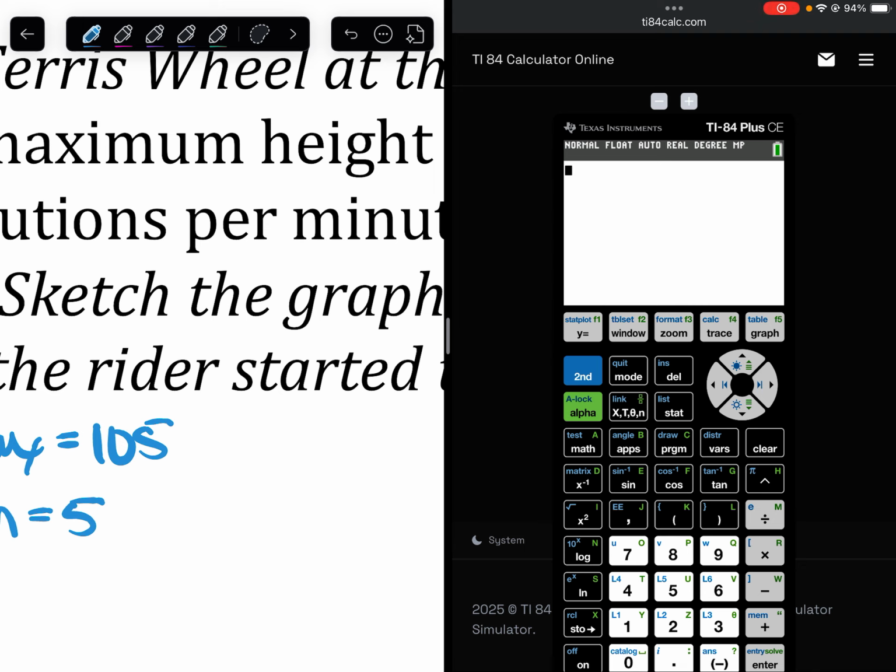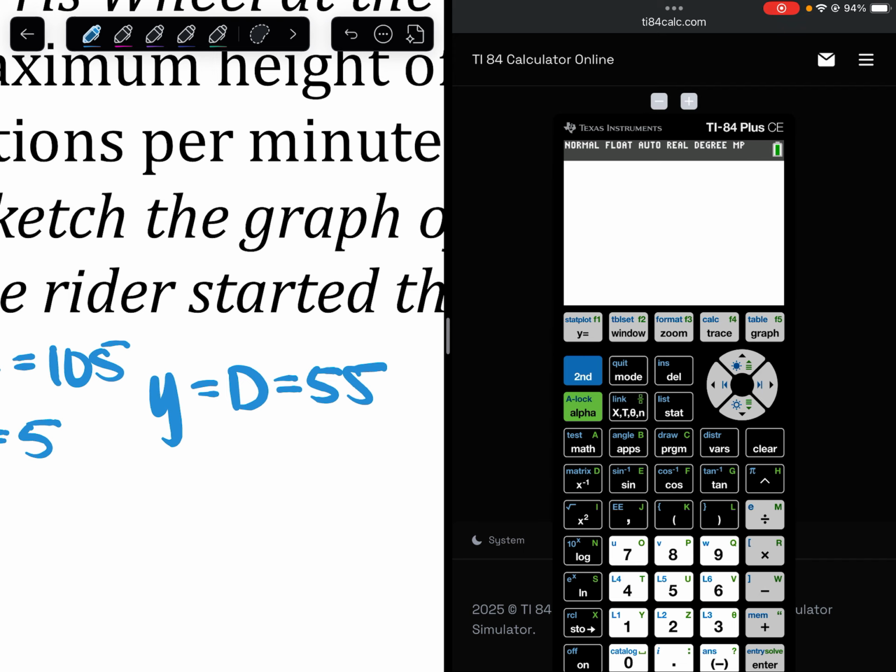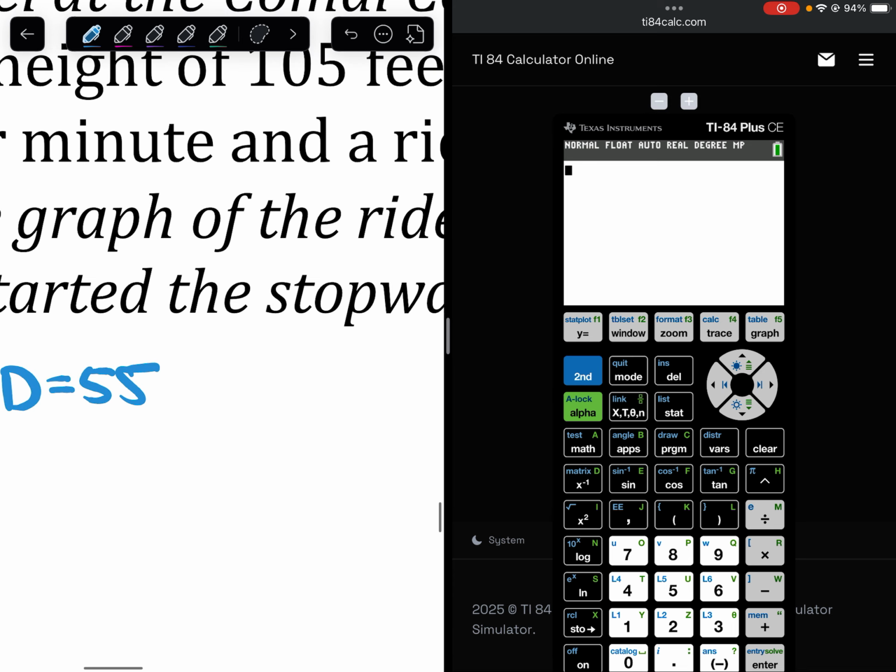which means our axis is the midpoint between the two. And the midpoint between 105 and 5 is 55. So our axis, y equals d, is at 55, right in the middle. The amplitude is the distance from that axis to the 105 and from that axis to the minimum of 5. So those are 50. So our amplitude is 50.